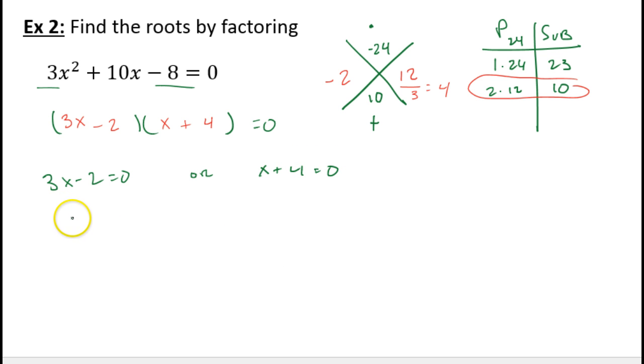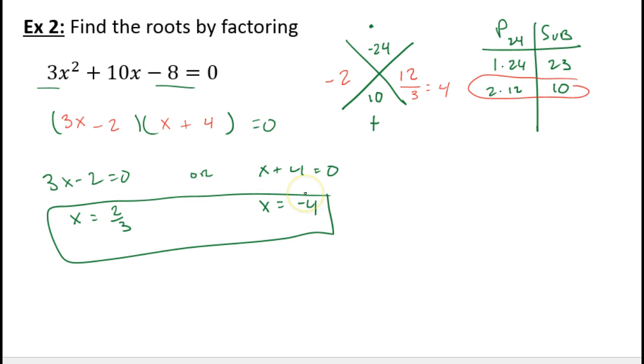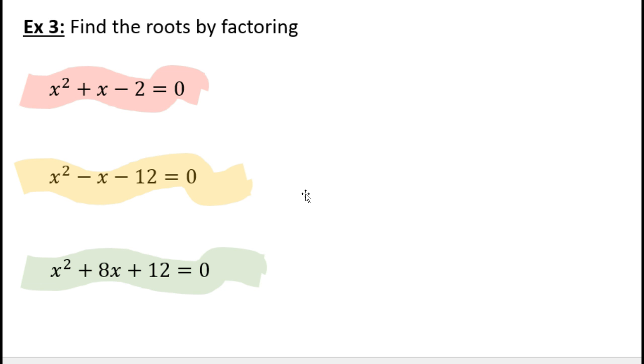When we solve here, we get x will equal positive 2 over 3. And when we solve over here, x is equal to negative 4. Those would be my roots. And I'm done. So again, we kind of went over 3 examples in class. Feel free to try these out and ask me any questions.